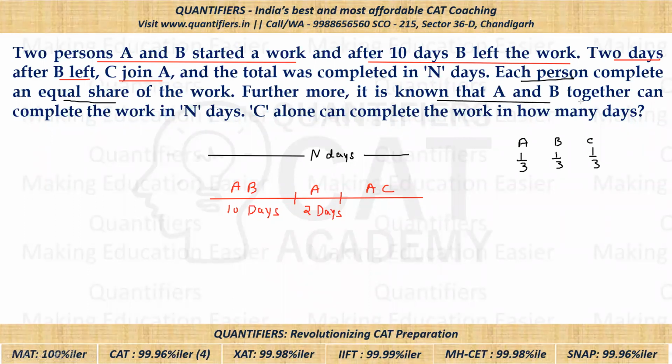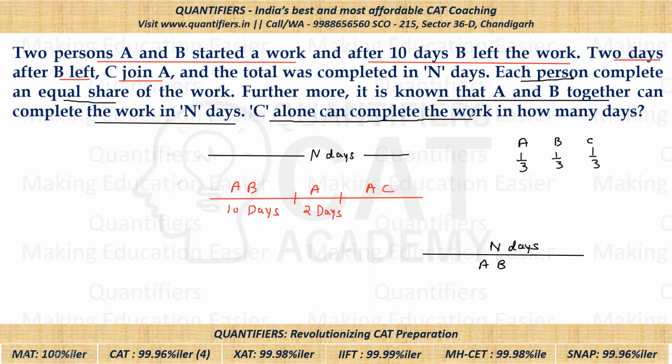Further it is given that if A and B work together, they can complete the work in N days. Now the question is, in how many days can C alone complete the work? Now students, very interesting. We basically need to see what is the value of N here.